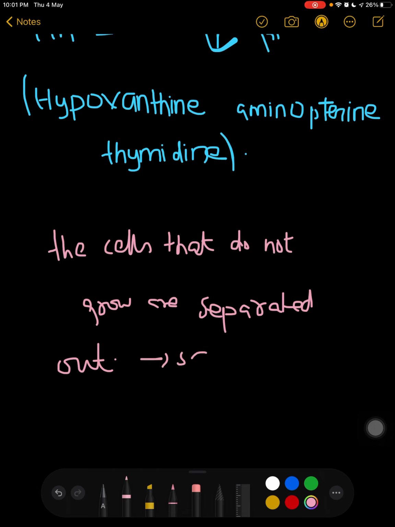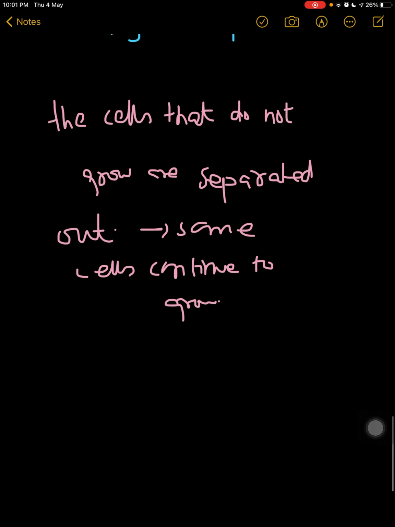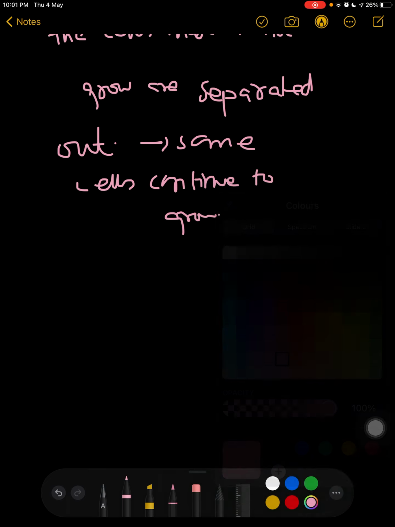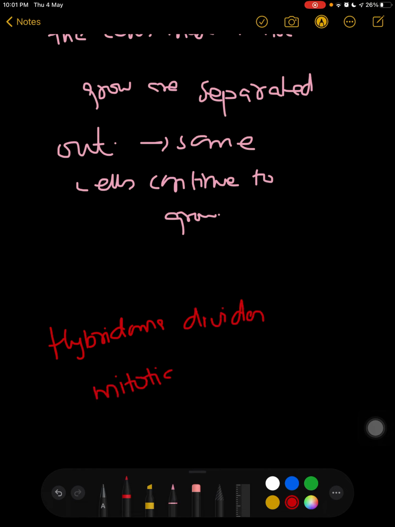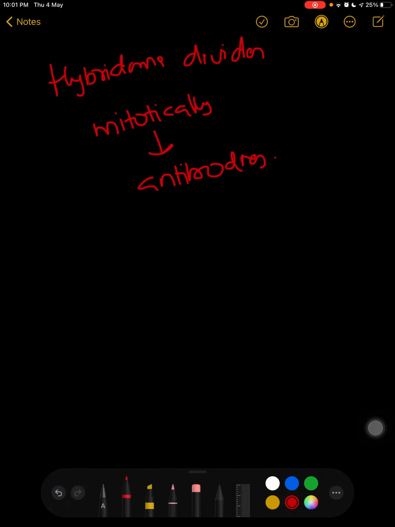Some cells continue to grow in that medium, and some cells that do not grow are separated out. This hybridoma divides mitotically and produces antibodies. So this is how the monoclonal antibodies are produced.